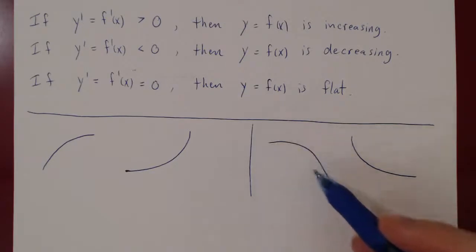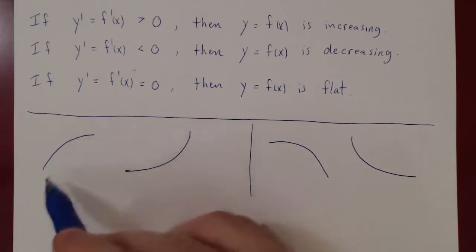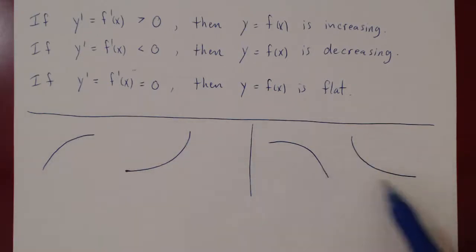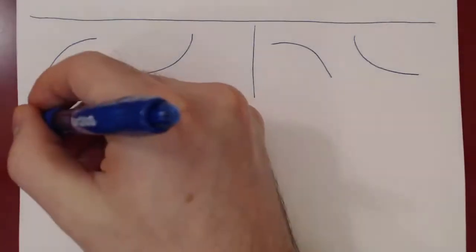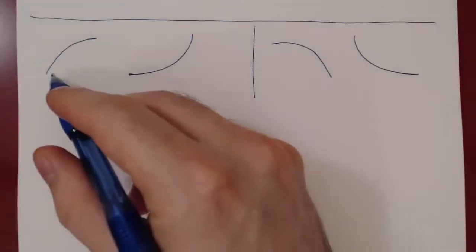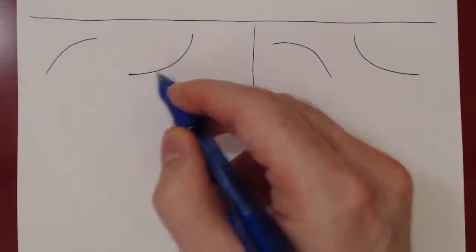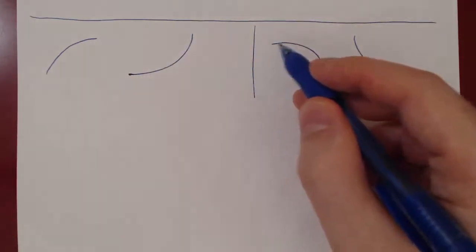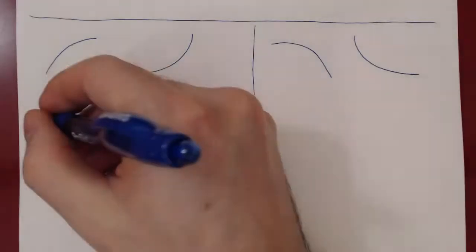Both are decreasing. So the question is, well, what could help us capture not only increasing versus decreasing, but also the overall shape of the curve? Let's make a definition first, and this is what we call concavity. And concavity is just exactly that. What is the shape of the curve? Is it going like this, or is it going like this if it's increasing, or is it going like this, or like this if it's decreasing? And there are two types of concavity. There is concave up and concave down.